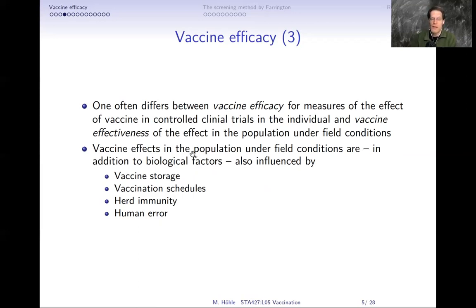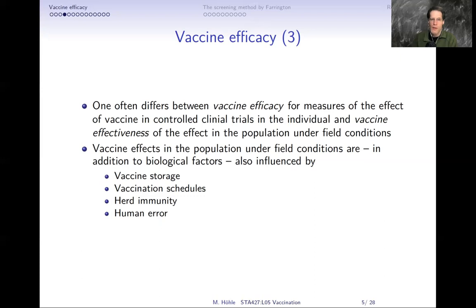There are two aspects which make vaccine efficacy different from vaccine effectiveness. First of all, vaccine effectiveness is evaluated under field conditions. That means there are important factors like vaccine storage, vaccine schedules, and human error, which play a bigger role compared to the clinical trial setting, where, of course, this can also happen, but it is still under controlled conditions. In the field, even the best scheme cannot maybe be adhered to because of problems transporting a vaccine at minus 80 degrees through the desert.